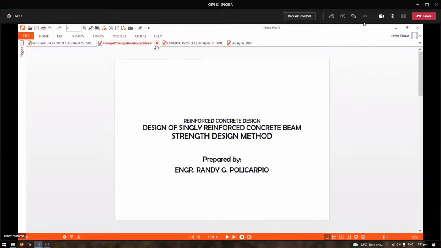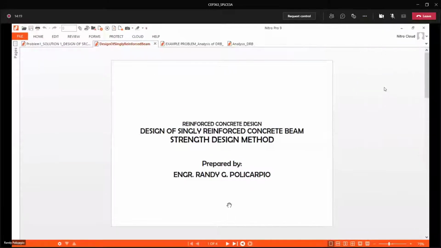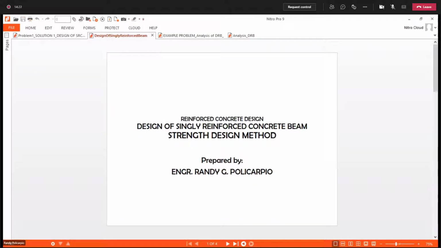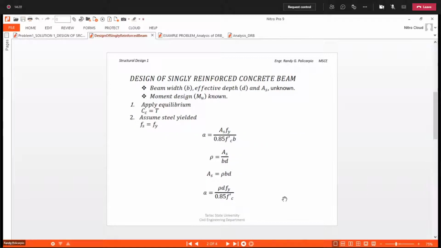Okay, so for the design of singly reinforced concrete beams using the Strength Design Method, I have established here a set of steps. This is just one of the steps that you may use in the design.